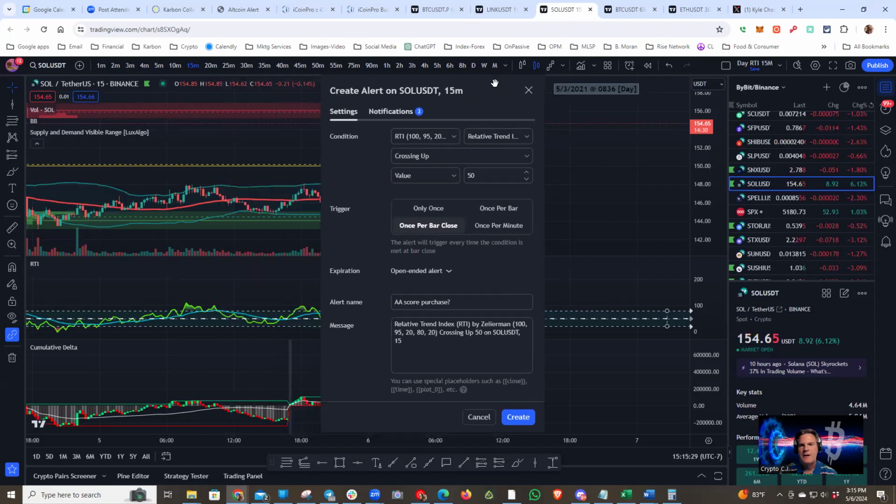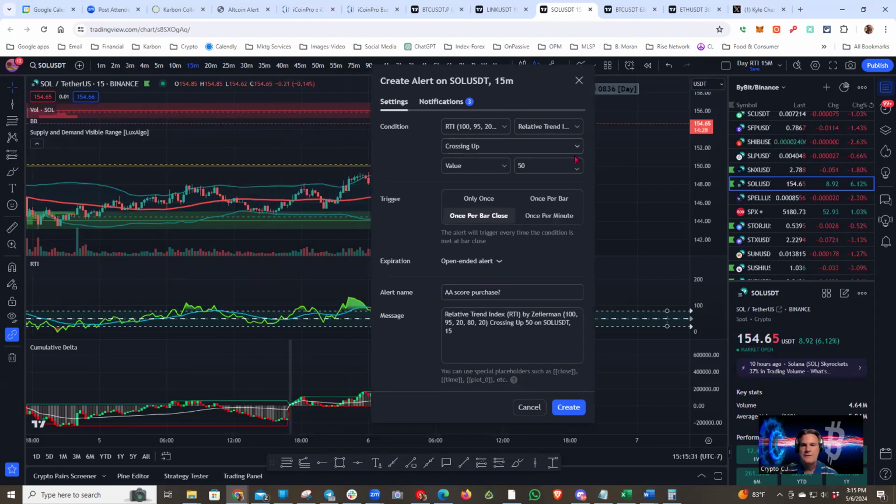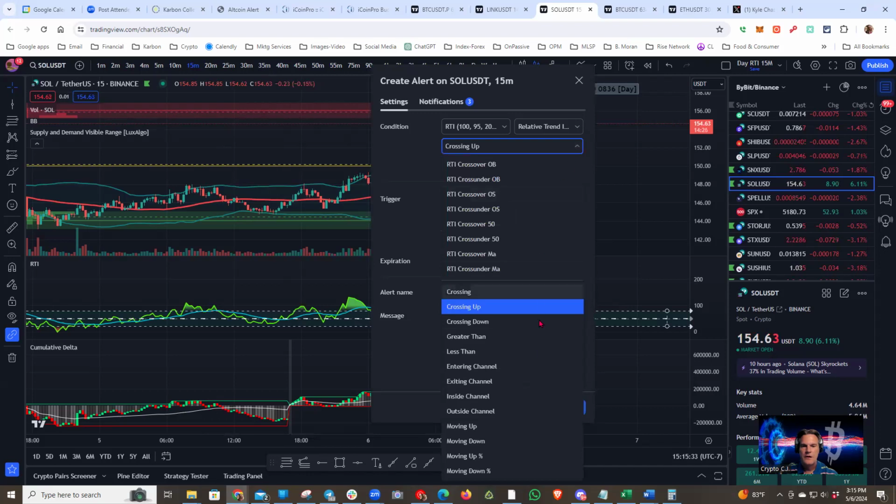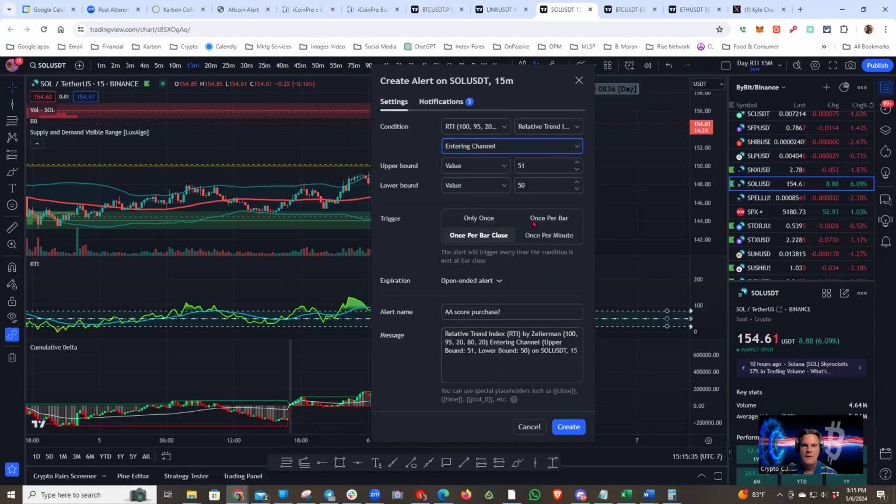And then for more experienced traders who want to trade both directions, we're going to go with entering channel, and this is the one I use the most. 80 on the top, 20 on the bottom, and everything else is the same. So if it breaks above the 80 and dips back down, I'll get an alert. If it dips below the 20 and comes back up, I'll get an alert. So any questions on Solana as a day trade?